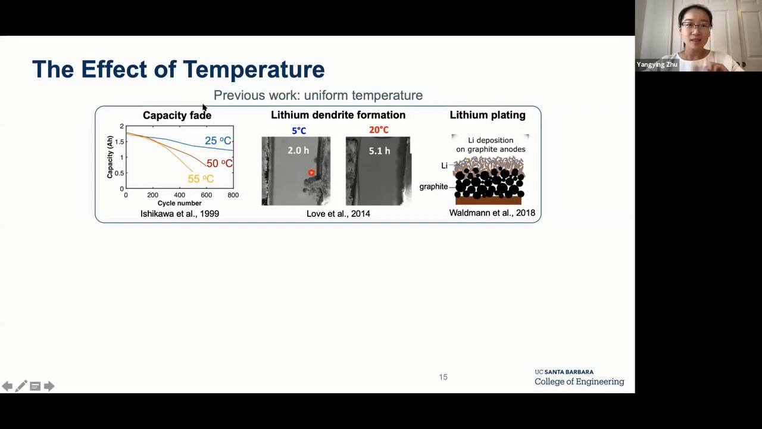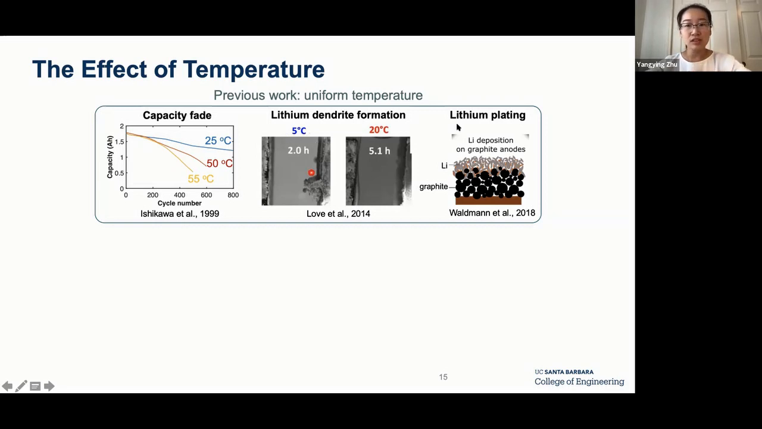There has been a lot of previous work trying to understand how a uniform temperature impacts batteries. This is a little bit straightforward to do, right? You put the battery into a very well-controlled temperature environmental chamber, run the battery at different temperatures, and see what's going on. Normally, people have found that the higher the temperature, the faster the capacity of the battery fades. But as you go to lower temperature, you begin to see defects forming, in this case lithium dendrites forming on the lithium electrode at low temperatures.